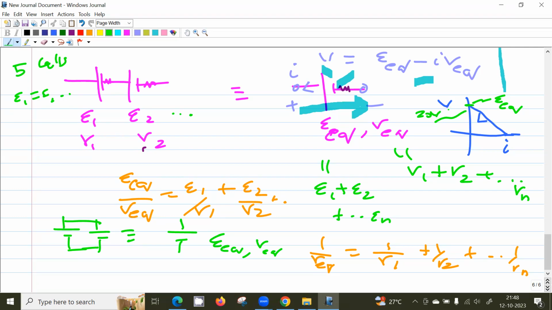The y-intercept will correspond to this E equivalent, because this is the relation between the terminal voltage V and the current coming out of the cell. According to this equation, I equal to 0 corresponds to the y-intercept, V being equal to E equivalent. So this value 20 is E equivalent, which is E1 plus E2 up to E5. That is equal to 5 E1, which is equal to 20. So the EMF of a single cell is 20 by 5, that is 4 volts.